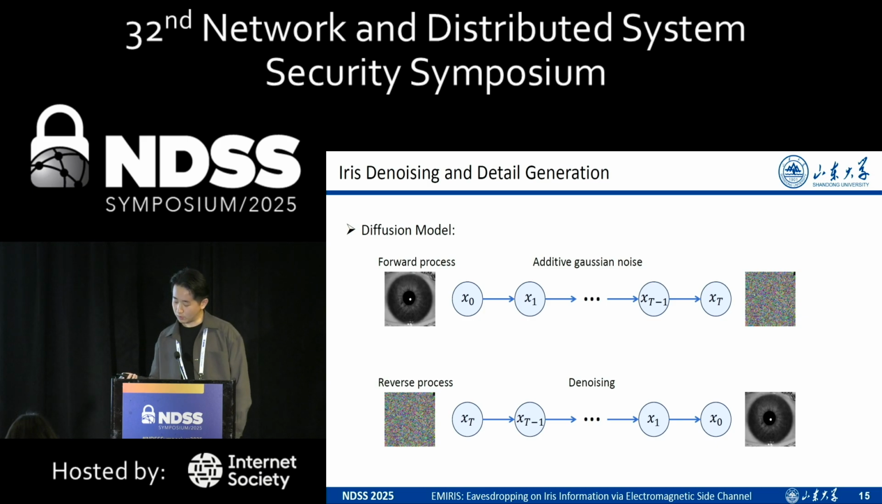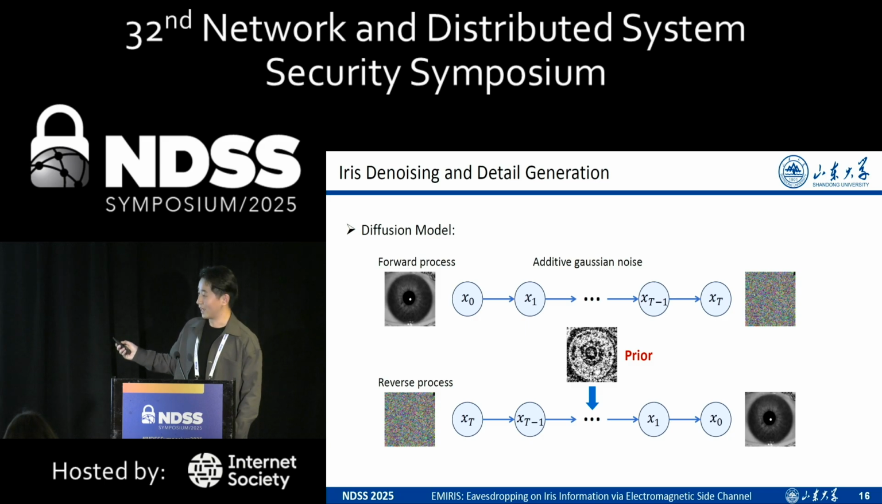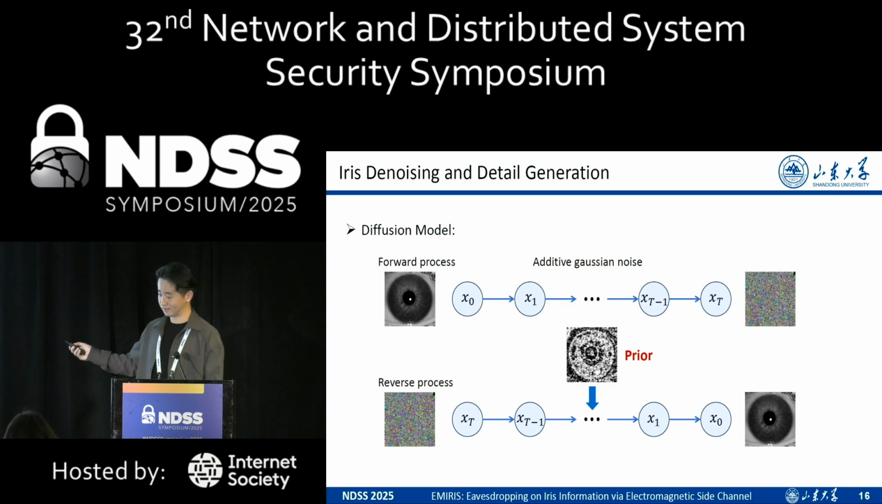To further denoise the iris data and make the reconstruction results look more realistic, we introduce the diffusion model. This figure shows a classic diffusion model learns to generate high-quality images by first adding Gaussian noise in a forward process and then denoising it through a reverse process to recover the original structure. Sorry, this slide has an error. I tried to solve this before, but this is not a prior. This is a condition. So sorry for that.